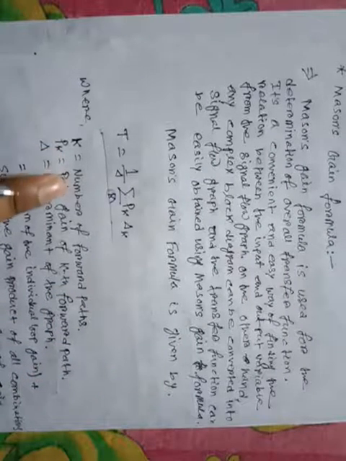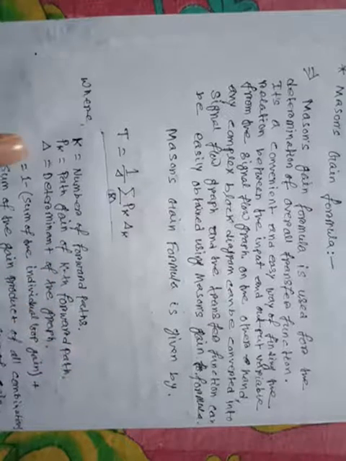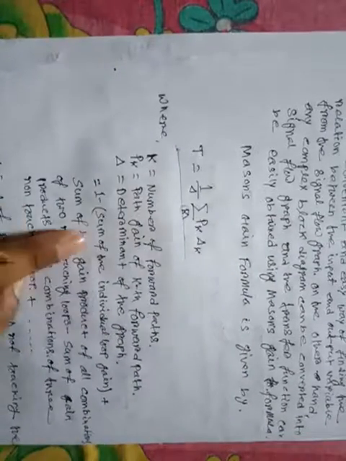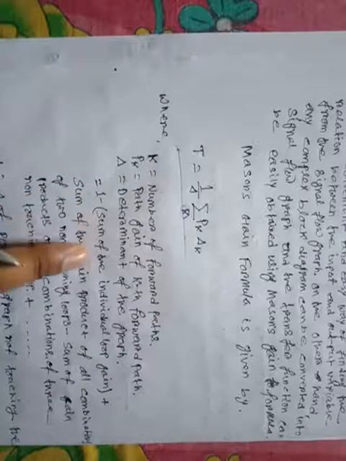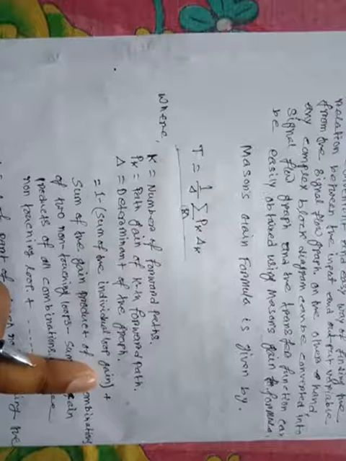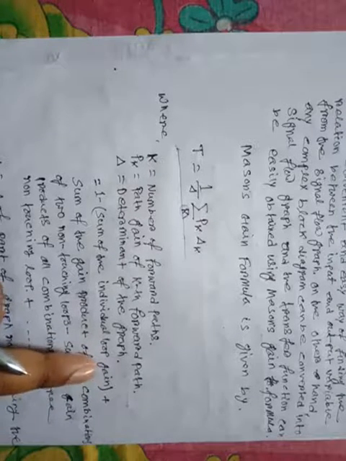The Mason-Gain formula is T is equal to 1 by del, summation of P suffix k into del suffix k, where k is equal to the number of forward paths. P suffix k is equal to the path gain of the k-th forward path. Del is equal to the determinant of the graph. The determinant of the graph is 1 minus, within bracket, the sum of the individual loop gains.